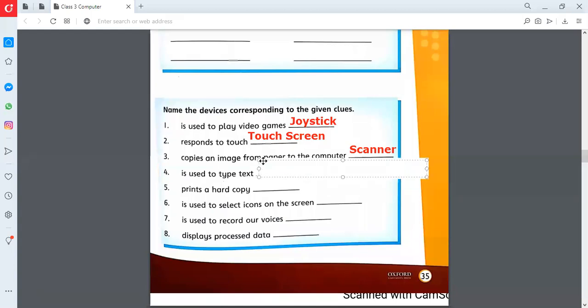Can you tell us the spelling of keyboard? K, E, Y, B, O, A, R, D. It's a keyboard. So it's a keyboard. We use it to type text.